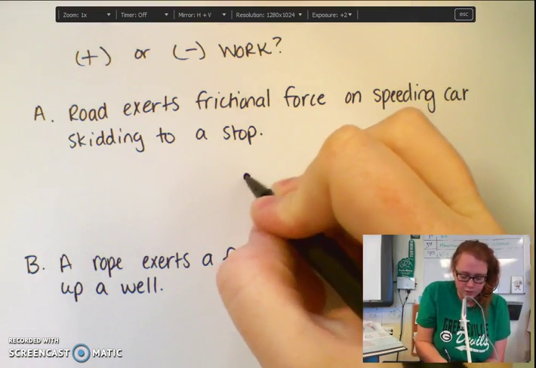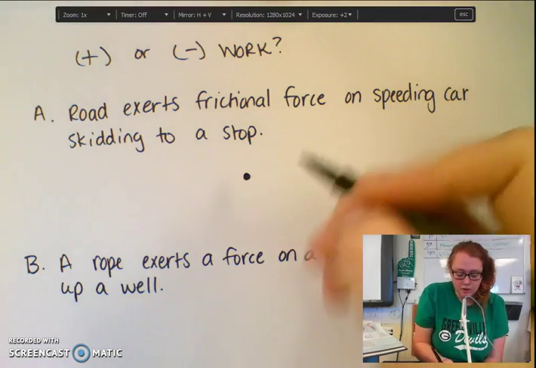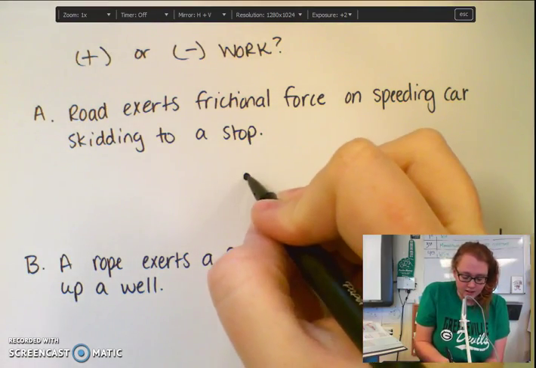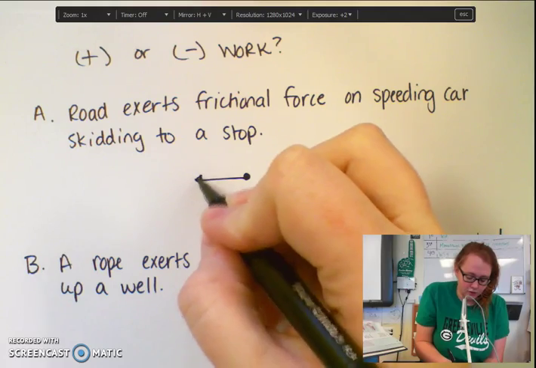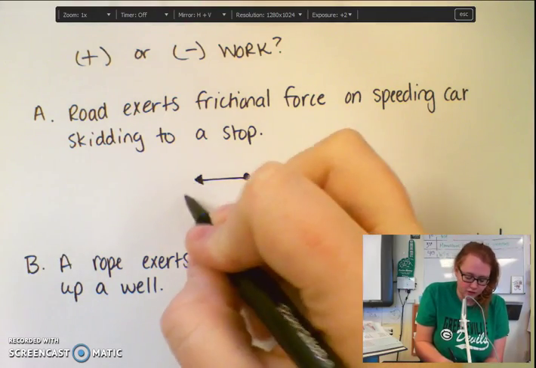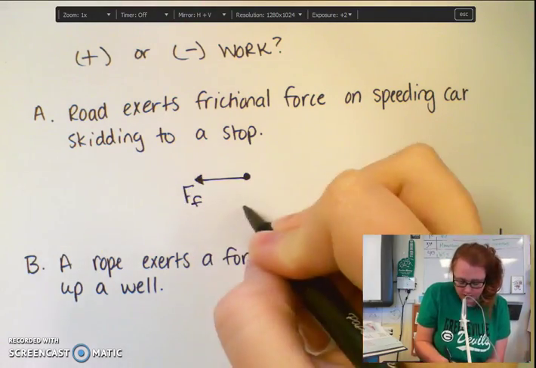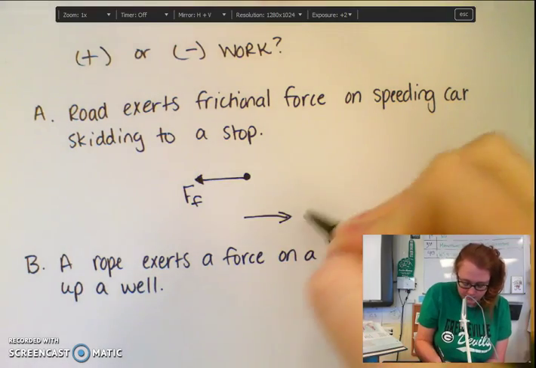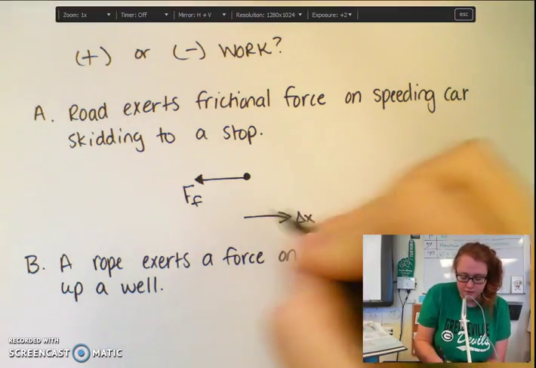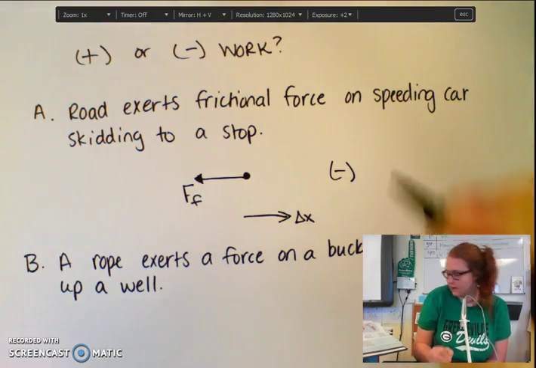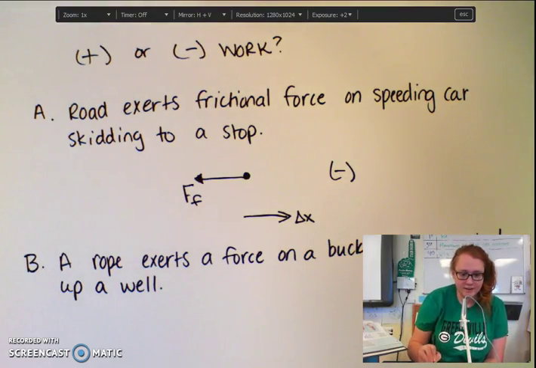Here we have an example. We're slowing down. Now remember, that means our force is to the left. If we're moving to the right, our frictional force would be to the left. That means our displacement is actually going to be to the right. Those are opposite directions. So we have negative work.